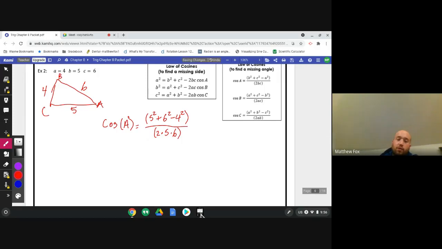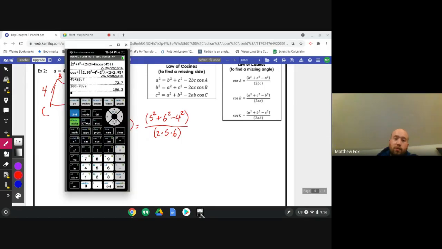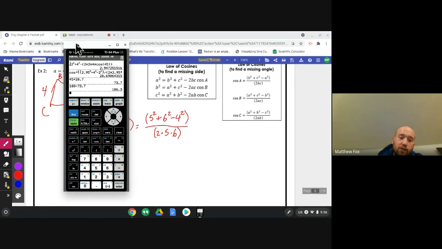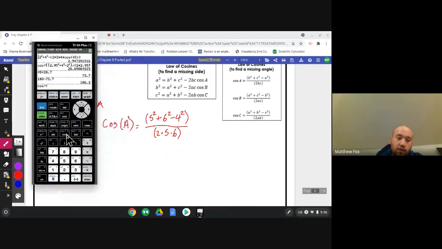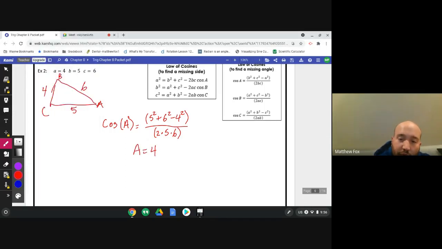So once again, pull up our calculator. We want to do inverse cosine. So second cosine. Now on the top, I'll put parentheses, then it's 5 squared plus 6 squared minus 4 squared, divided by 2 times 5 times 6. Close it again for the cosine, hit enter, and as you can see for A, we get a value of 41.4 degrees.